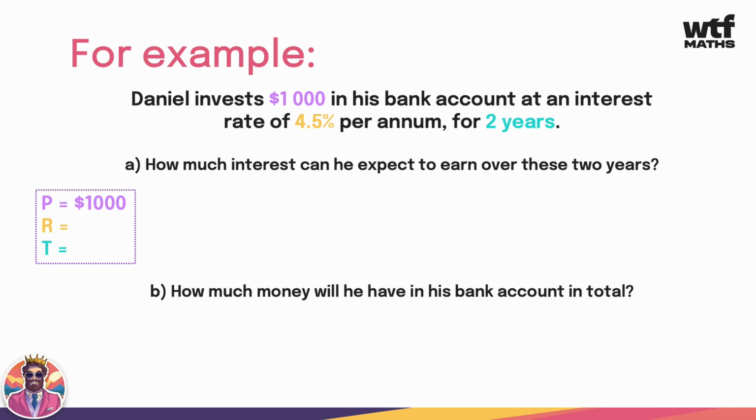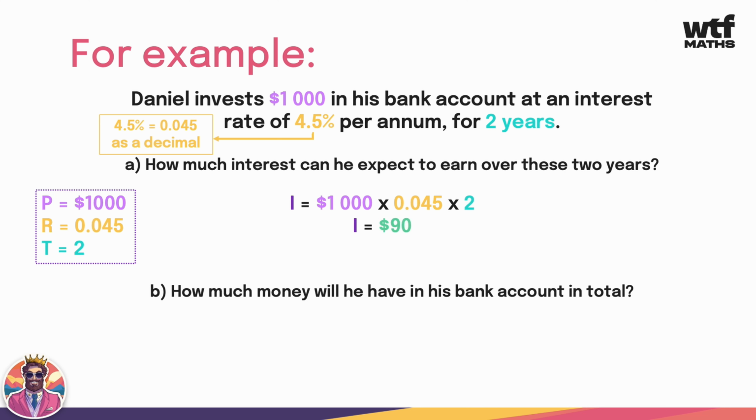Now the rate of 4.5%, we need to express this as a decimal number. So we're going to write it as 0.045. So our R value that we're going to use is 0.045. And finally, T for time, it was invested for 2 years, so we're just going to use the number 2 as our T value. We substitute those numbers into the formula, and we work out our answer, and we'll get $90. So therefore, Daniel earned $90 in interest.